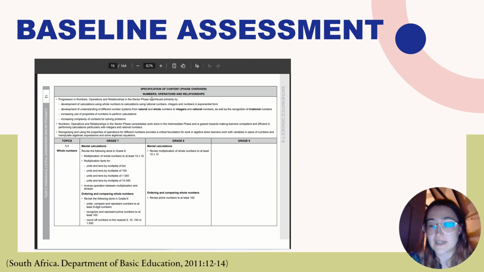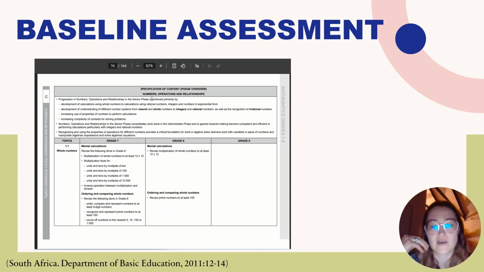Just to go into more detail, baseline assessments are very useful in figuring out what each learner understands from the beginning of a topic or section, or even the year. Understand about the different concepts. Okay. I would use baseline assessments at the beginning of each new topic.